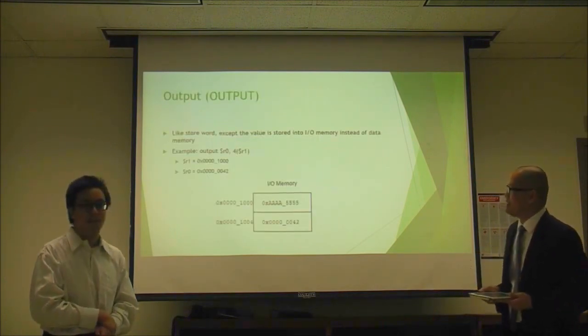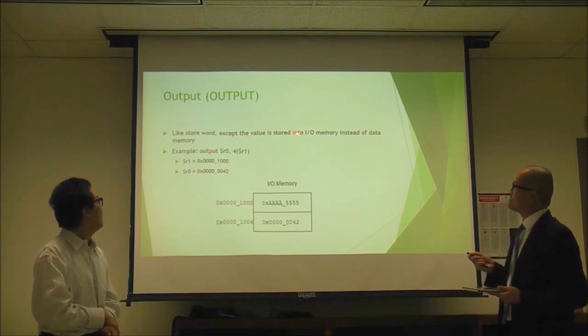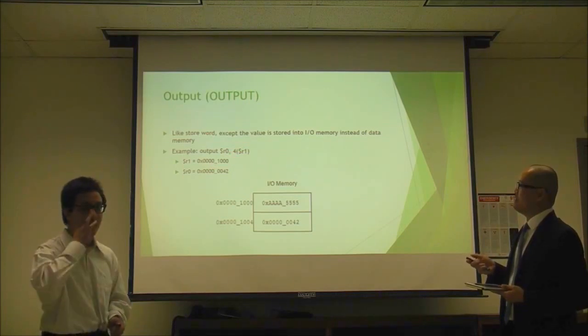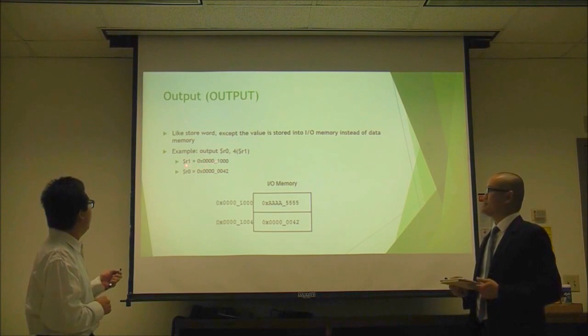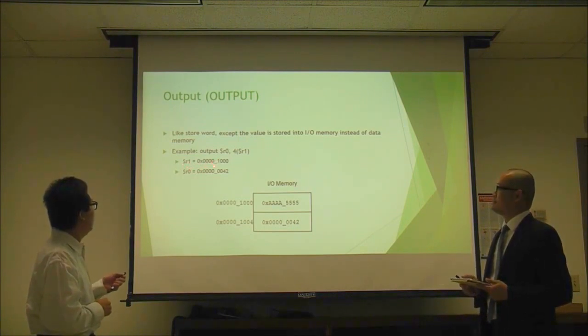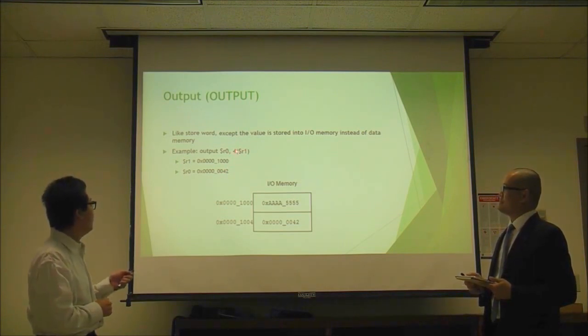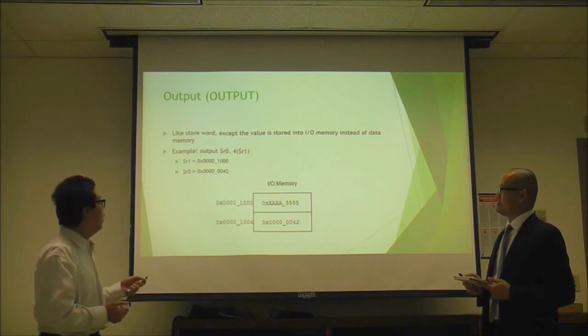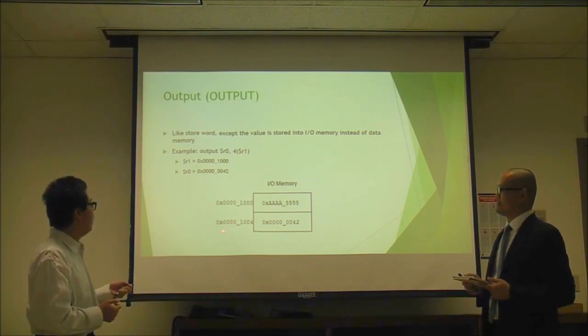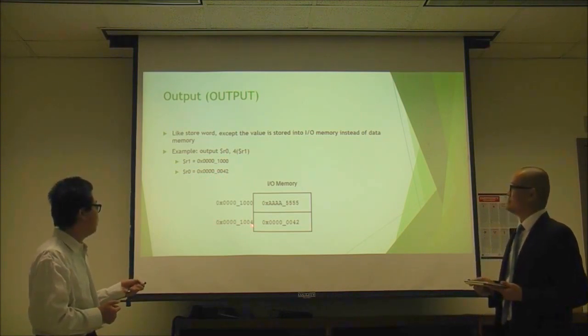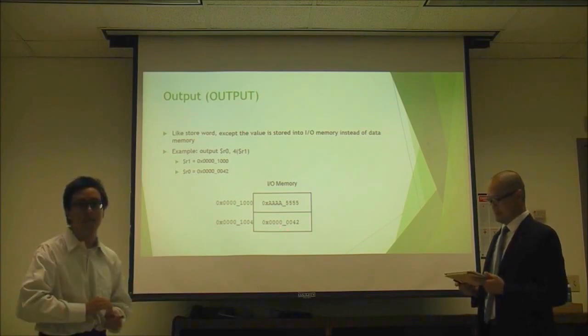Now let's look at the output. Very similar to store word, except the value is stored in I/O memory instead of data memory. The example we have right here is output R0, 4, R1. Again, let us assume register R1 has a hex value 1000. We will add it with the immediate value 4, so now it's 1004. We will go to that location in I/O memory, 1004, and then load the contents of R0. Let us assume that register 0 has this hex value 42. So now this memory location 1004 will have the value 42.